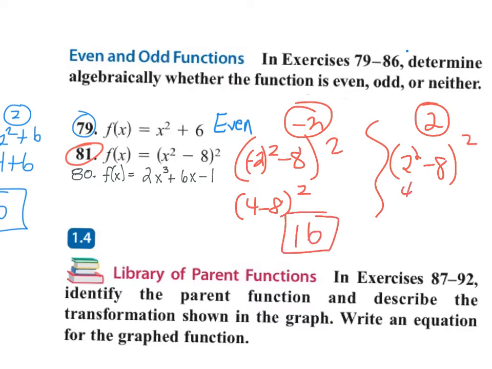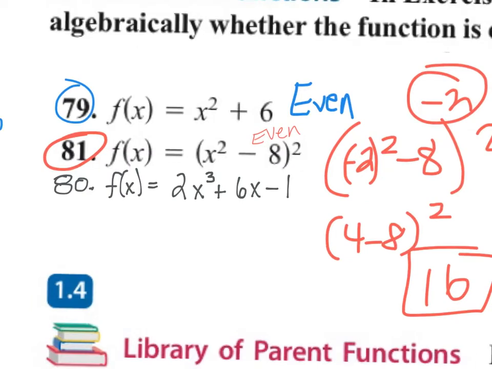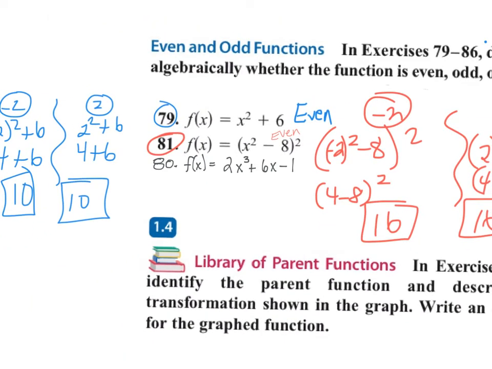So over here, 2 squared is 4. 4 minus 8 is? Negative 4 squared is? What do you notice about these two numbers? They are the same. So 81 is what kind of a function? Even. Good. Yes, ma'am. What do you think 80 could be? Odd or neither. Why is it odd and not even like the other ones? Because it's raised to an odd power. So again, use any number you want. 2, negative 2 will work every time.